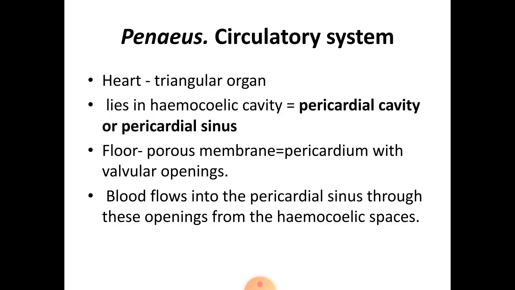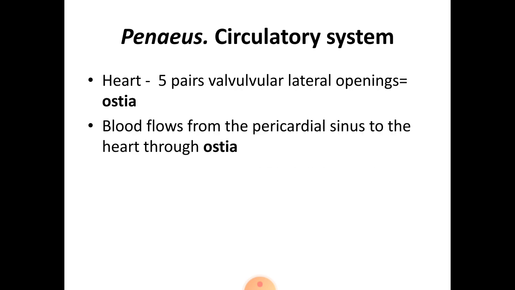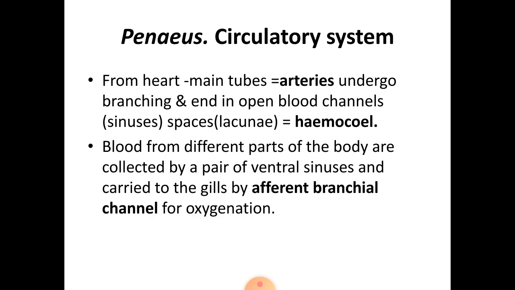Here the heart is a triangular organ which lies in a hemocoelic cavity known as pericardial cavity or pericardial sinus. And its floor contains a porous membrane called pericardium with valvular opening. And the blood flows into the pericardial sinus through this opening from the hemocoelic spaces. And the heart contains 5 pairs of valvular lateral openings called ostia, and the blood flows from the pericardial sinus to the heart through these ostia.